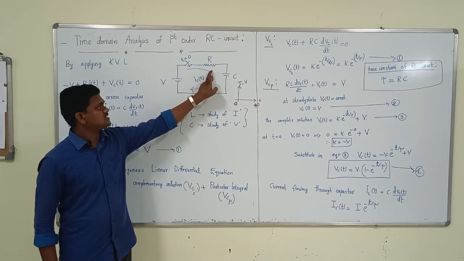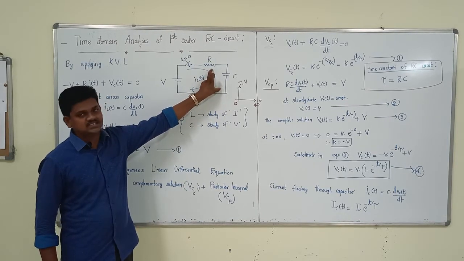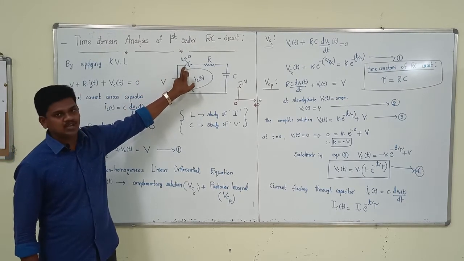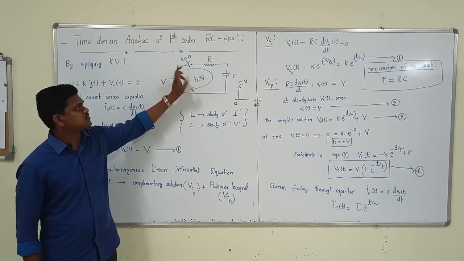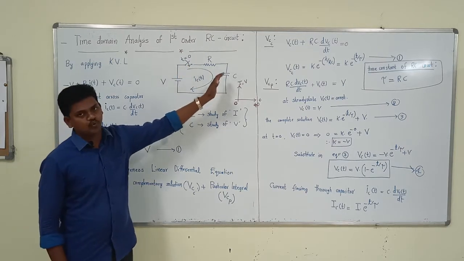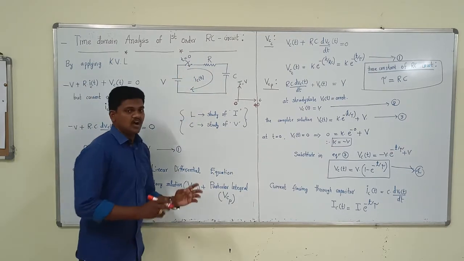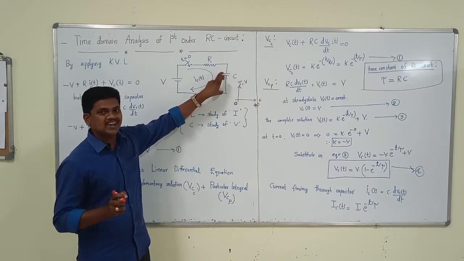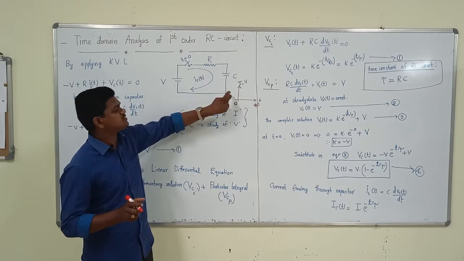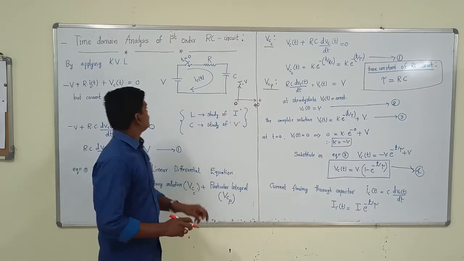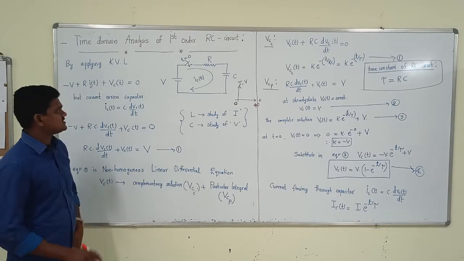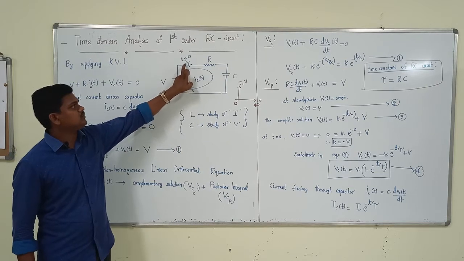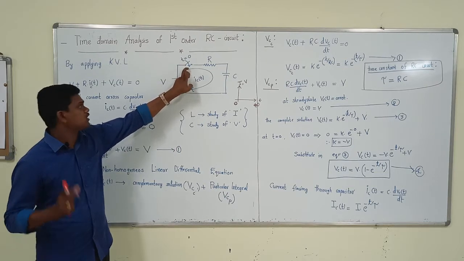Here a resistor R and capacitor C are connected in series across a voltage source V, which has a switch. At t equals 0, the switch is closed, then some current will flow in the circuit. But our intention is time domain analysis. Across the capacitor, how the current and voltage vary with respect to time will be discussed. For that, just assume the switch is open before t equals 0 and is closed at t equals 0.